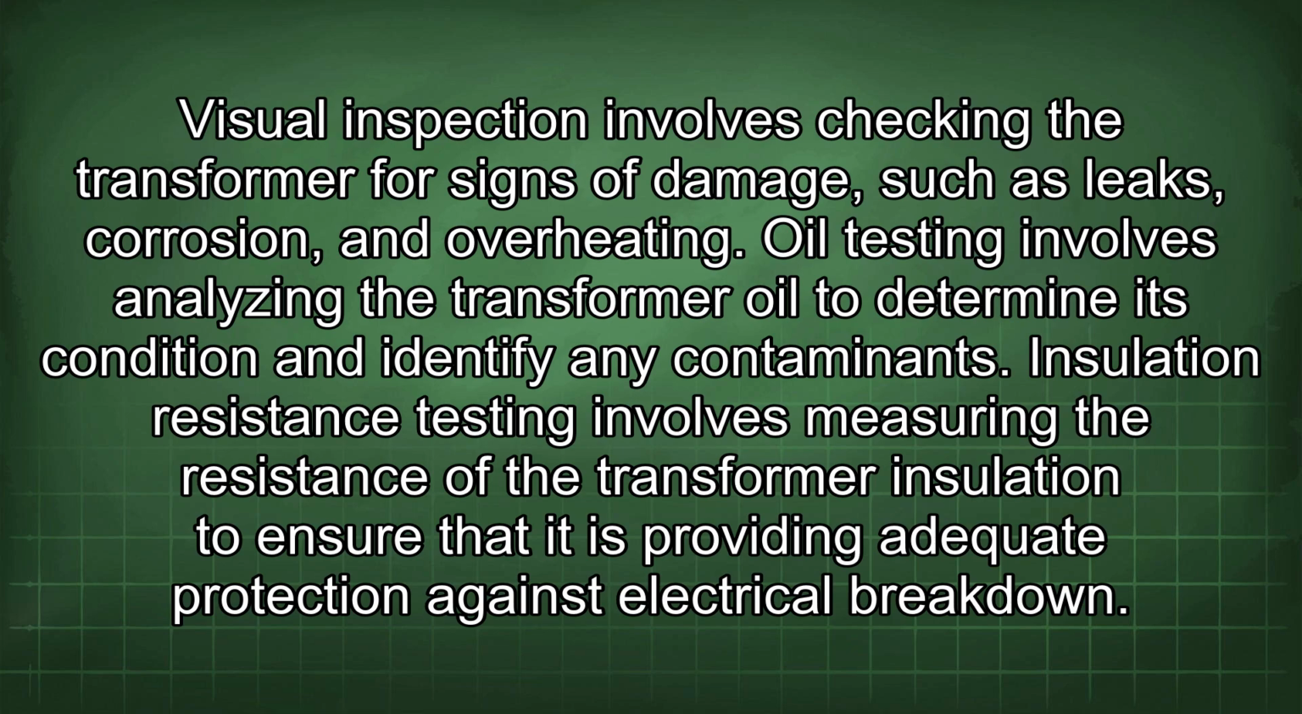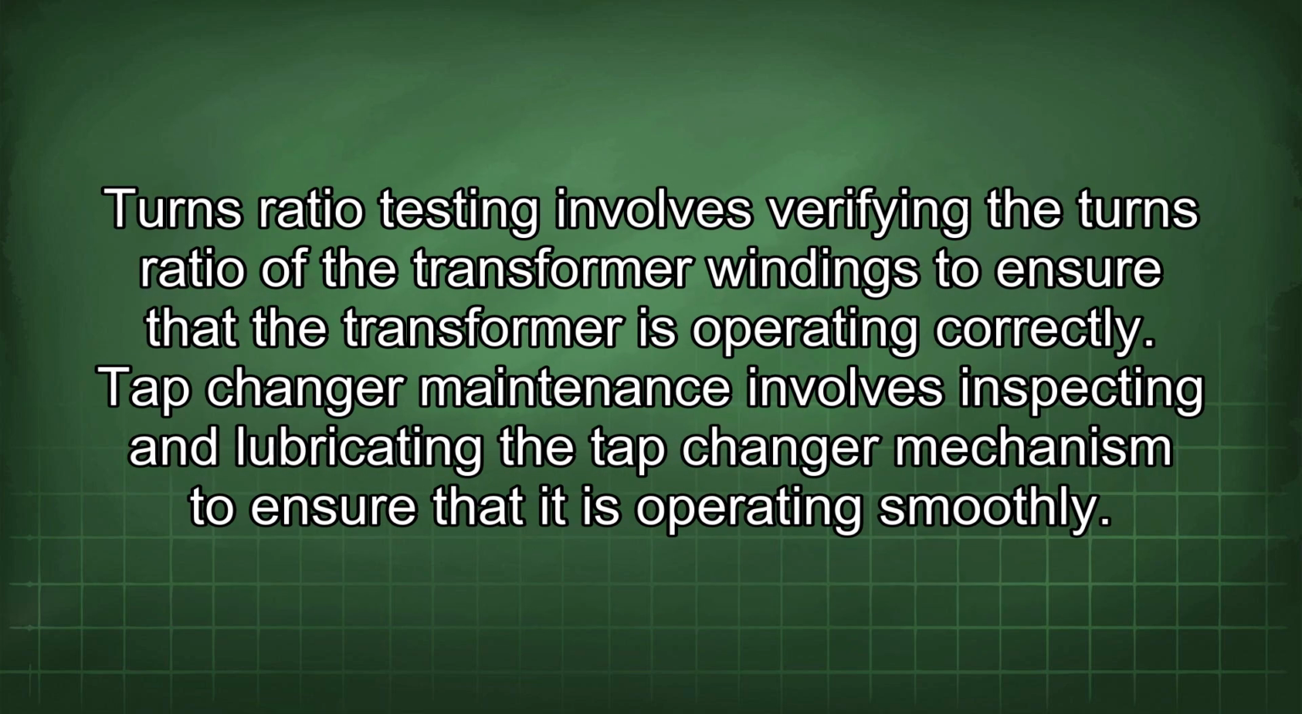Oil testing involves analyzing the transformer oil to determine its condition and identify any contaminants. Insulation resistance testing involves measuring the resistance of the transformer insulation to ensure that it is providing adequate protection against electrical breakdown. Turns ratio testing involves verifying the turns ratio of the transformer windings to ensure that the transformer is operating correctly. Tap changer maintenance involves inspecting and lubricating the tap changer mechanism to ensure that it is operating smoothly.